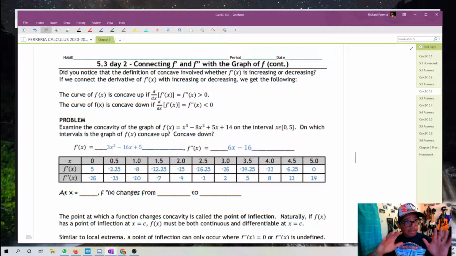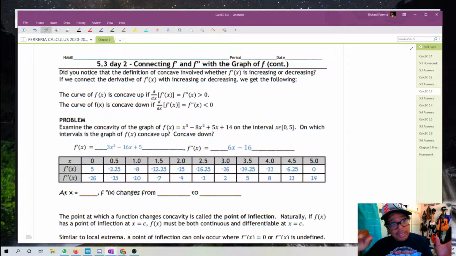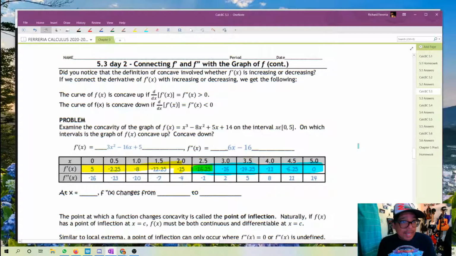So since the slope is decreasing from x equals 0 to x equals 2 point something, that's where the graph is concave down. Slope is decreasing, concave down. And then from somewhere between 2 and 3 to 5, our slope is starting to increase. So that means we have concave up. Here we can see in the yellow section, we've got slope decreasing. In the blue section, we have slope increasing.